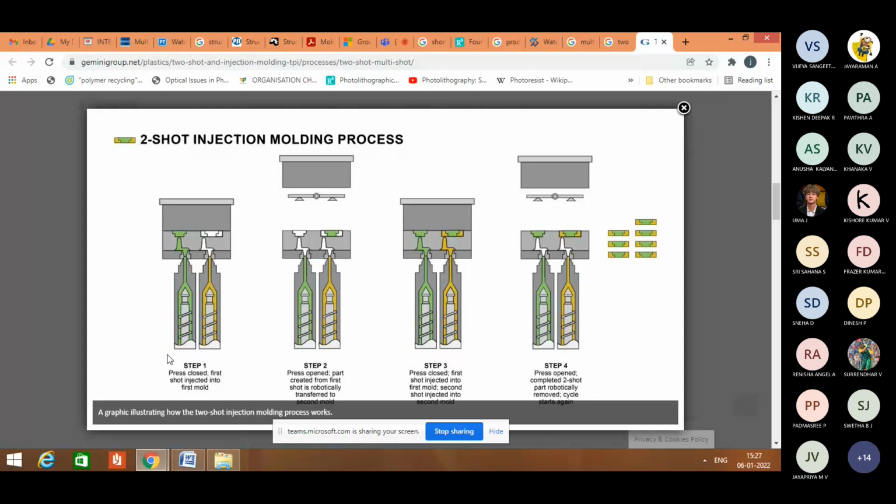So first the mold is closed. The material is filled in the first cavity. After that, the mold is opened. Then the cavity moves in order to receive the second material. At the same time, in the first position, the empty cavity will be there to receive the first material.